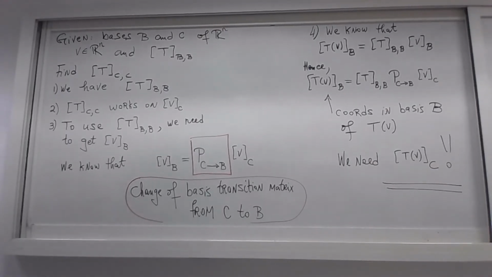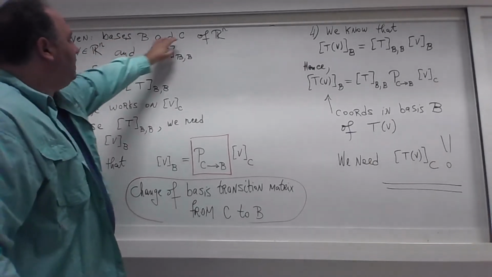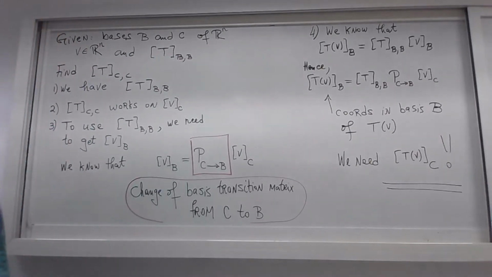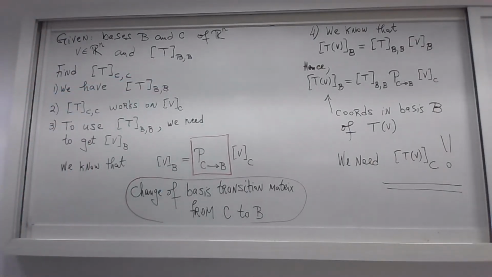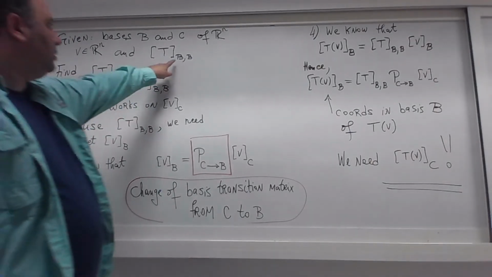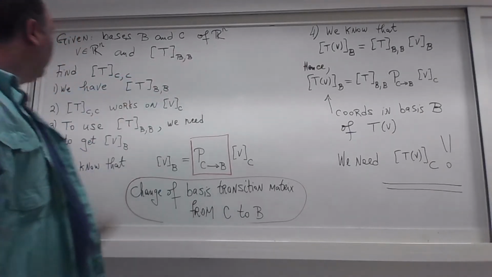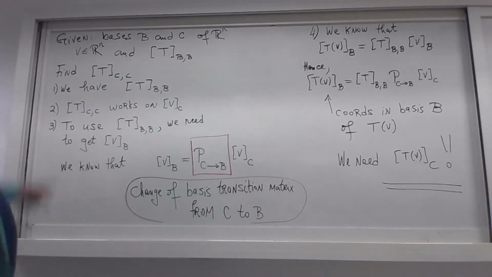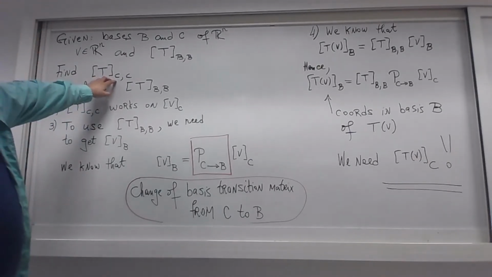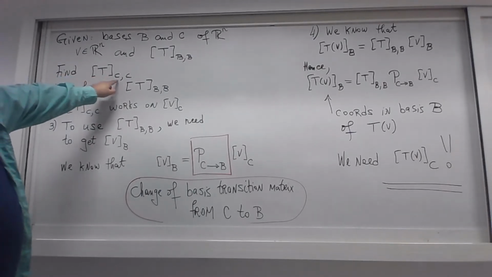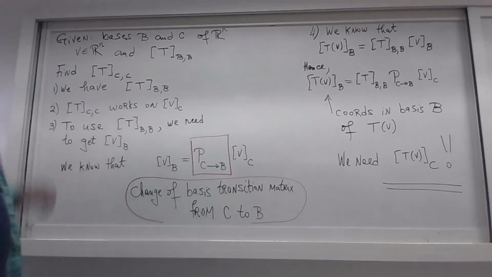So let's see how we get the big result. What we have are the bases B and C of Rn, and eventually some vector from Rn. We are also given the representation matrix relative to basis B, so T of BB. So that's what we have. Now what we need to get is the representation matrix for the same linear transformation relative to basis C, T of CC.